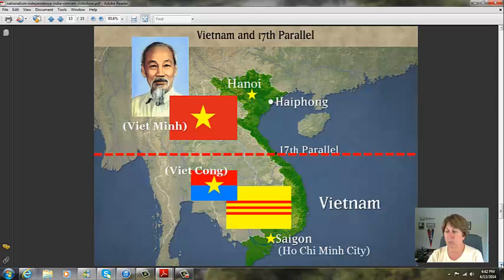Here you can see where they divided Vietnam after the Geneva Conference, splitting the country into two separate sections at the 17th parallel, with the northern part of Vietnam being controlled by the communists and the southern part of Vietnam being controlled or backed by the United States.